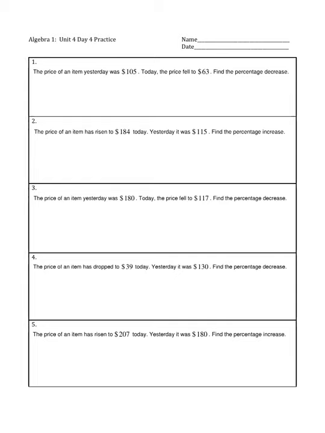I'm going to underline special parts. So, yesterday was 105. That's the old price. Today the price fell to 63. This is the new price. And it says it's a decrease. So 105 minus 63 over 105 equals x over 100. Okay?